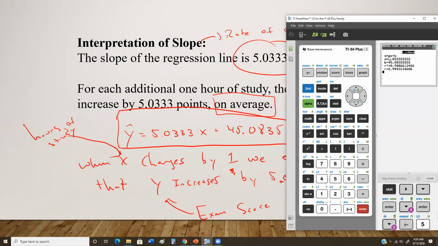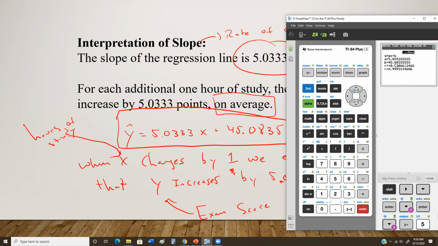It's saying they call it AX plus B. Okay. A is the slope. Look at what they got for their slope: 5.033333. What did we get? 5.0333. Yeah. Boom. Look at that. You'll notice a slight discrepancy when they go to B. They call B the intercept here.